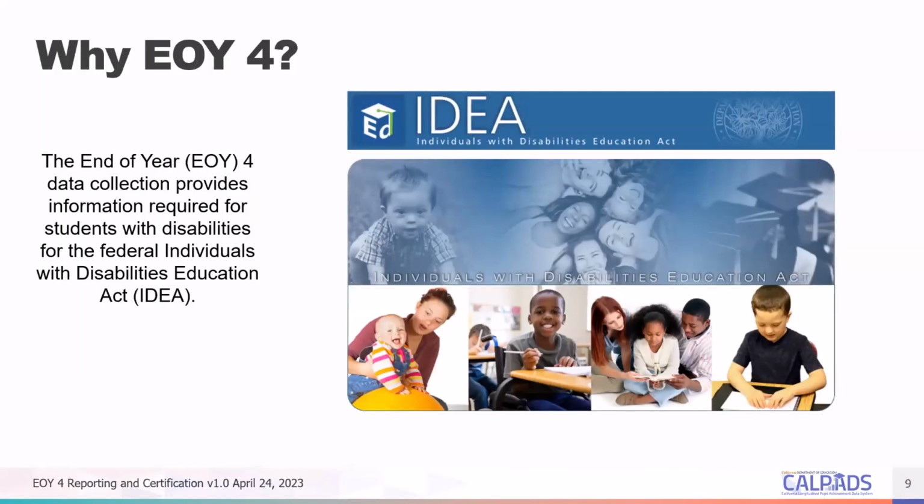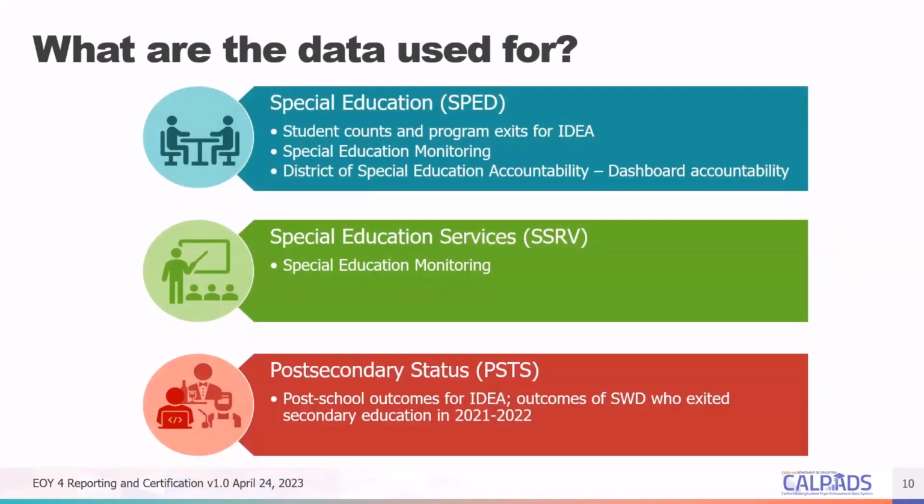So why do we have end of year 4, right? The end of year 4 data collection provides information required for students with disabilities to satisfy the requirements of the Individuals with Disabilities Act. We all know that, but ultimately we have 2 data collections, Fall 1 and end of year 4, for our students with disabilities, because Fall 1 is only going to account for the meetings held on or before Census Day. So the rest of the school year, any meeting or any changes to a student's special education program would go unaccounted for. That's why we have the end of year data collection. Also exclusive to end of year 4 are the students who have exited special education, not exited school, but exited special education. Their eligibility has expired or they have withdrawn from services for whatever reason.